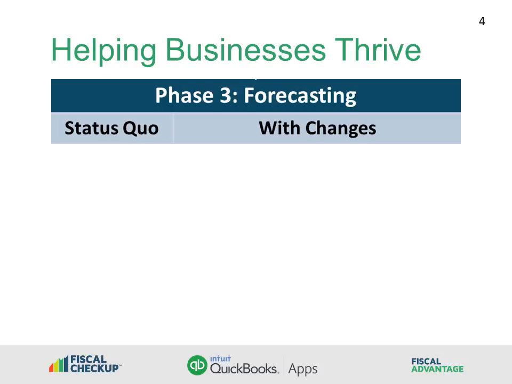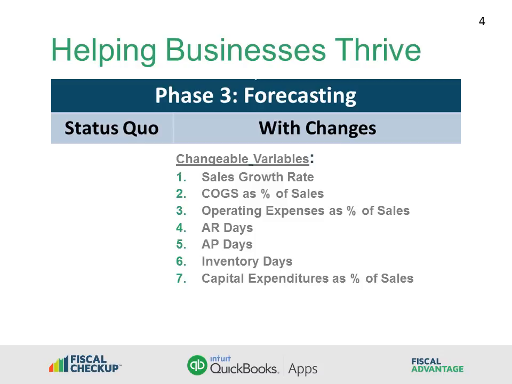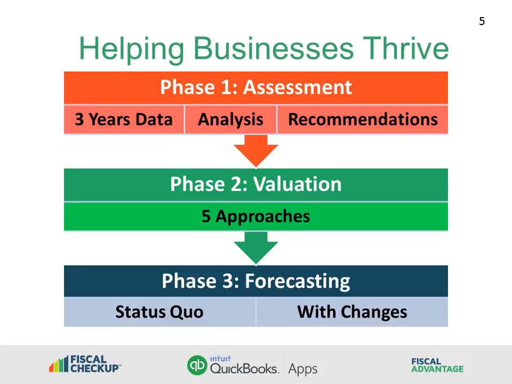The third phase forecasts the business's financial performance over the next 3 years, assuming their current trends continue. After modifying any of the 7 areas listed here, you will clearly see how minor changes affect the future earnings, cash flow, and the value of the business. Our 3-phase process empowers businesses that want to thrive. All 3 phases are summarized in the Executive Summary.